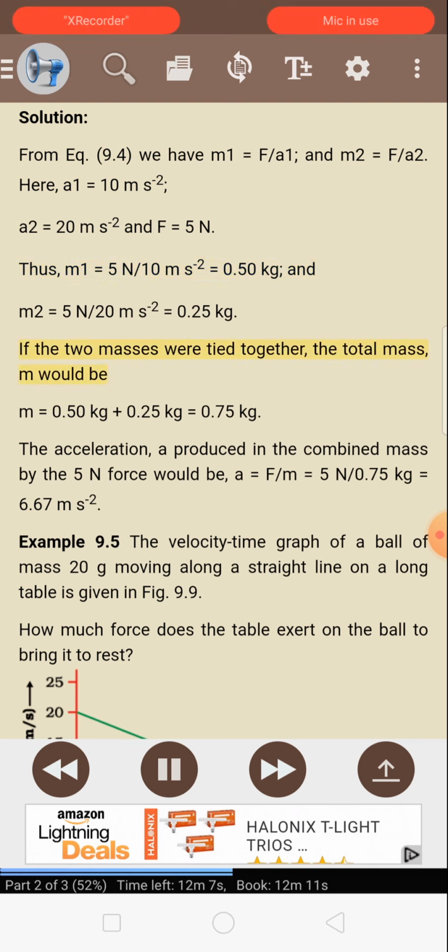If the two masses were tied together, the total mass m would be m = 0.50 kg + 0.25 kg = 0.75 kg. The acceleration produced in the combined mass by the 5 N force would be a = F/m = 5 N / 0.75 kg = 6.67 m/s².